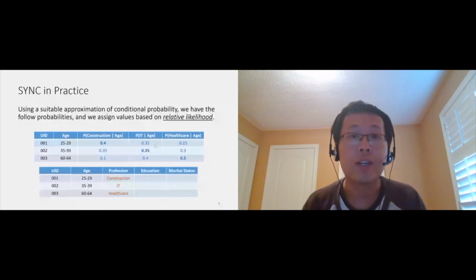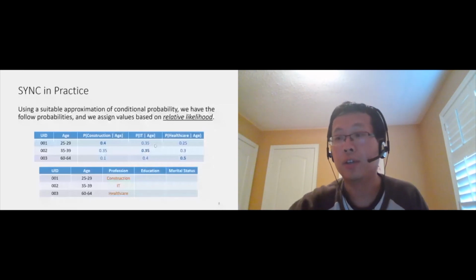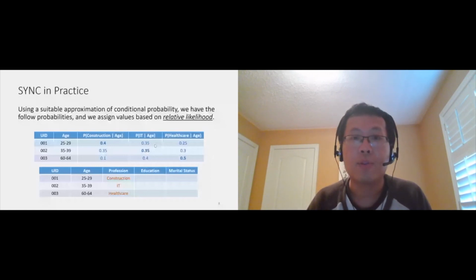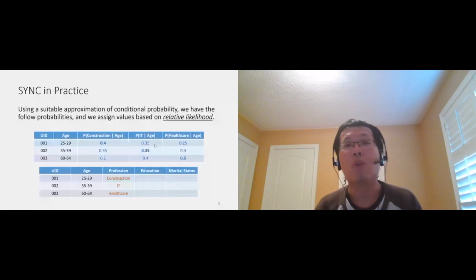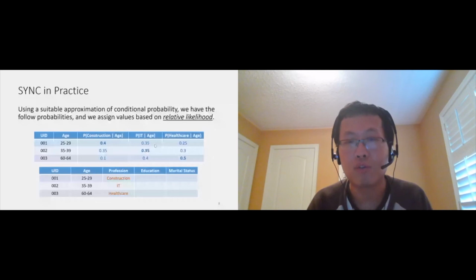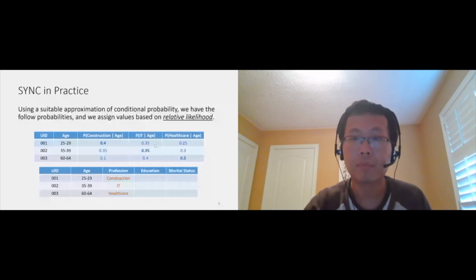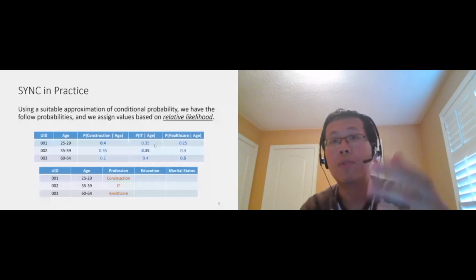One thing I should note here is that we're talking about relative likelihood. So in other words, we're not saying someone who's a 25-year-old will be a construction worker. We're just saying that he's more likely to be a construction worker than the other 2 people living in that postal code. And similarly, we do it with the rest of the variables sequentially.